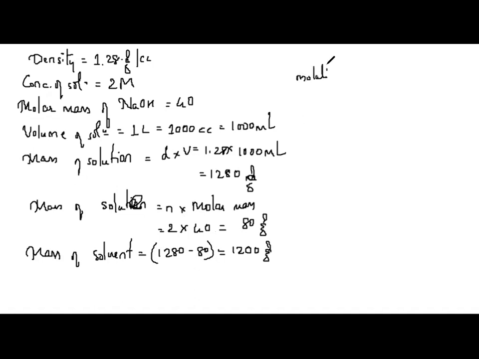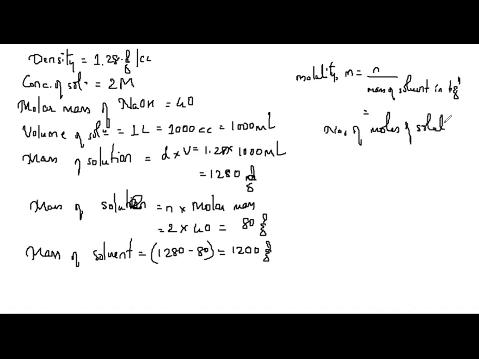So molality M is equal to what? Number of moles of solute divided by mass of solvent in kg. They have not given us the number of moles of solute. So what can I do? I have to first find the number of moles of solute. Number of moles of solute is equal to, how much is the mass of solute? 80. What is the molar mass? 40. So it is 2.